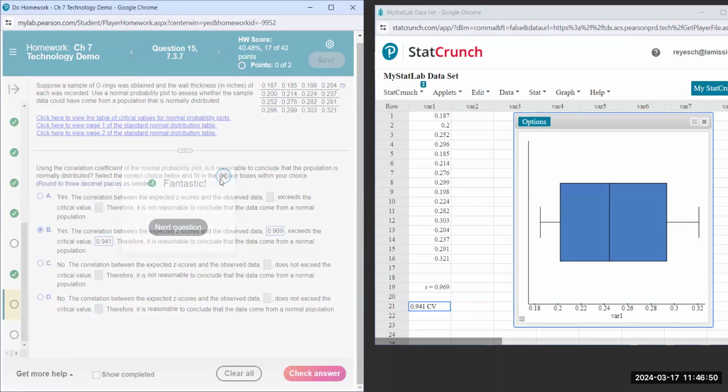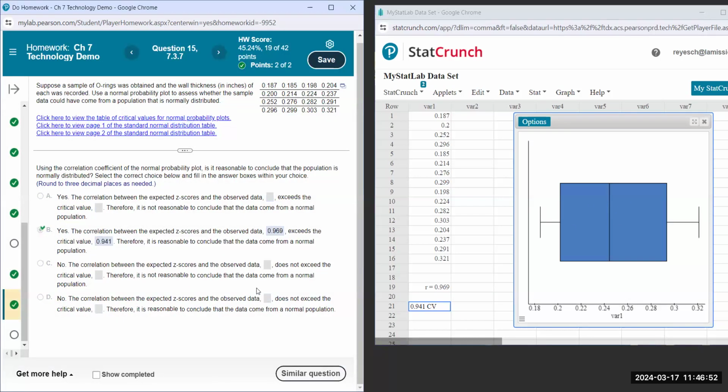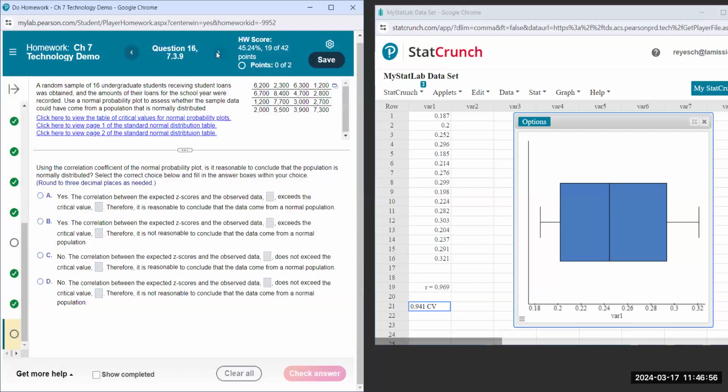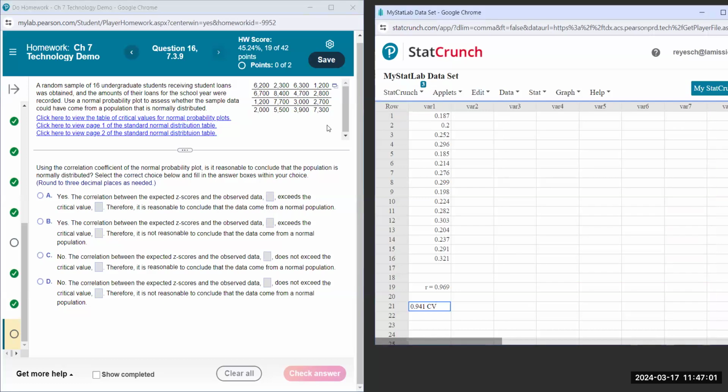Oh, and that was it. Sometimes they'll follow it up with the box plot. That's why I left it up here. So maybe it's the next question, or maybe on your homework question. So here's another one. A random sample of 16 undergraduate students.